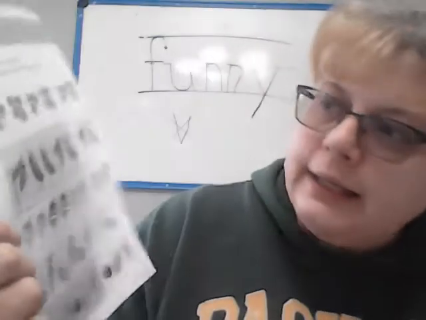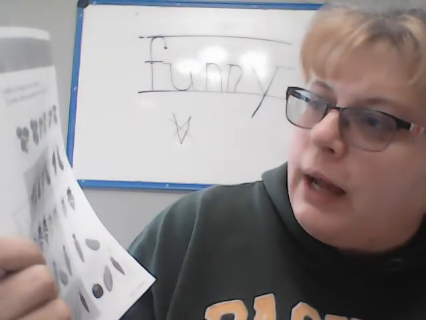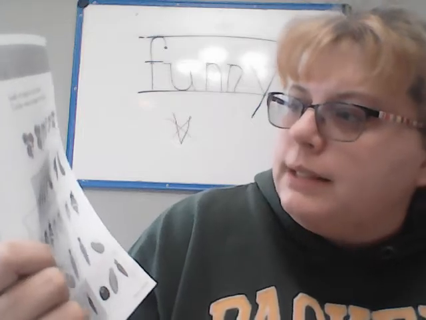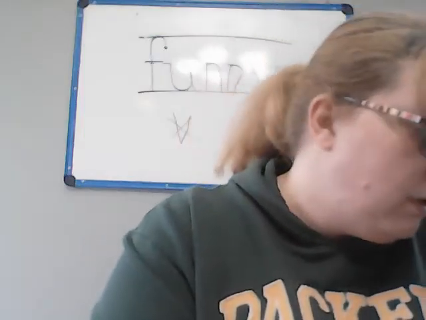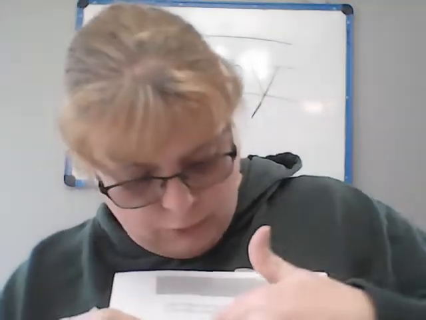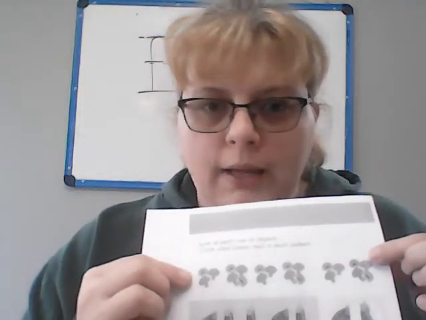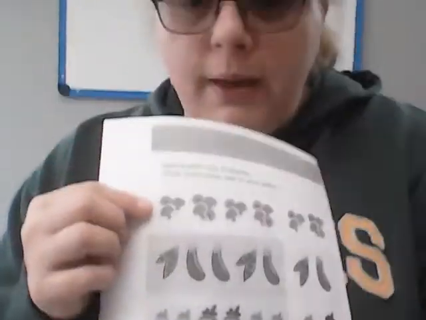On the other side, it says, look at each row of objects. Circle what comes next in the picture. So the first one has 3 mushrooms, then 4 mushrooms, then 3 mushrooms, then 4 mushrooms. Is it 3 or 4? That would be next. This is another one of those patterns, A-B patterns.